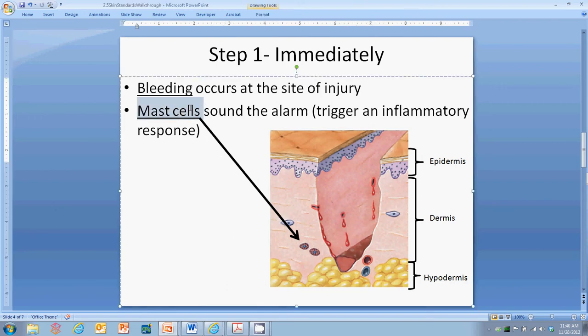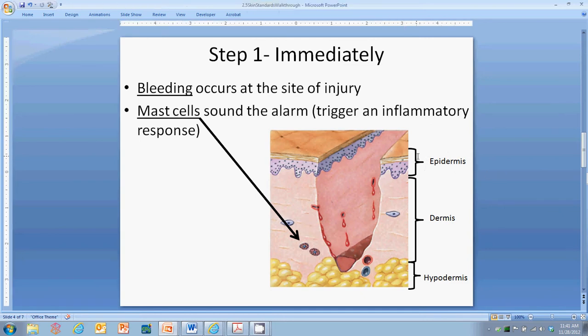And mast cells are going to sound the alarm. These cells right here with all the black dots are going to sound the alarm and trigger an inflammatory response, meaning your body is going to respond to fight back against bacteria and viruses that are there and repair the area. So bleeding happens. If you're drawing this, you draw this little cut and draw some blood coming down, and you can draw the mast cells sounding the alarm, ding, ding, ding.